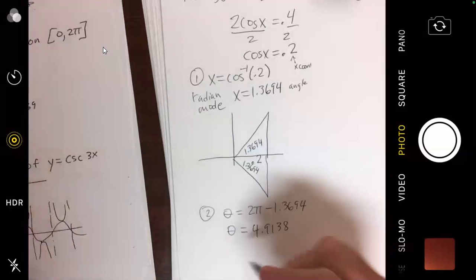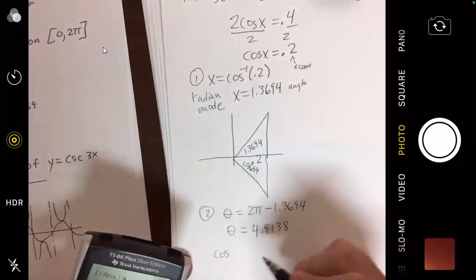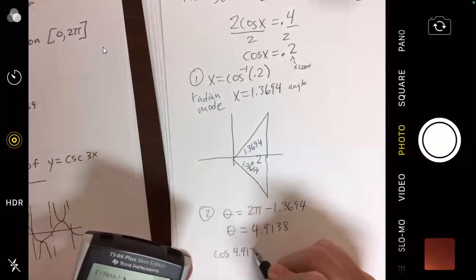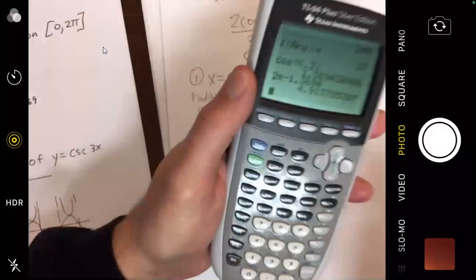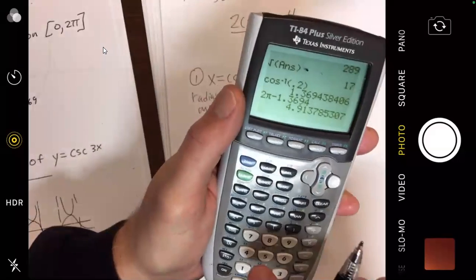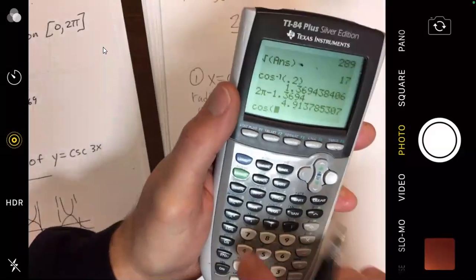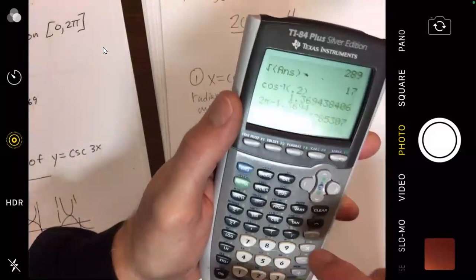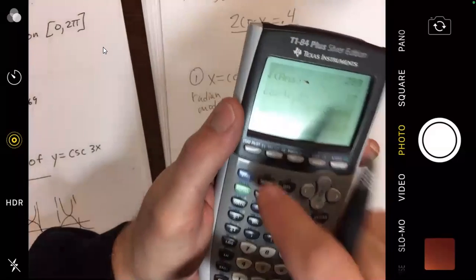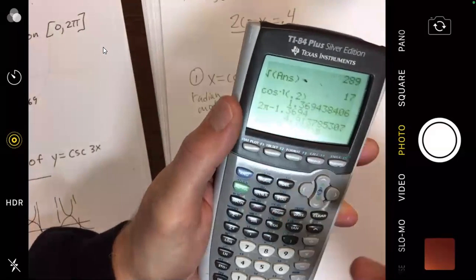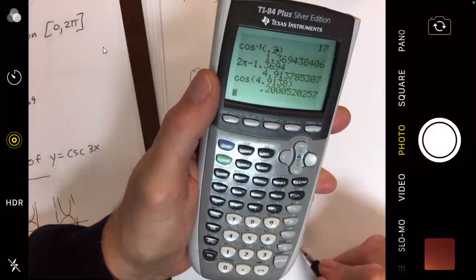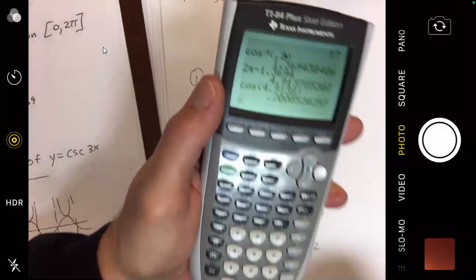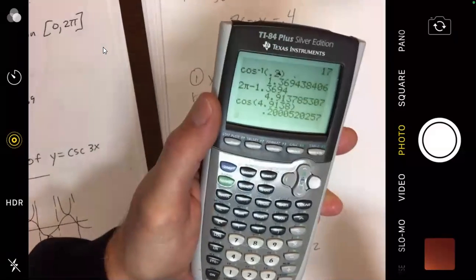You can check this. If I take the cosine of 4.9138, it better come up somewhere close to 0.2. Cosine of 4.9138, pretty sure in radian mode. Didn't check that it was in radian mode. Got lucky, I guess. And yeah, you're at 0.20052, etc. So that's one way to check.